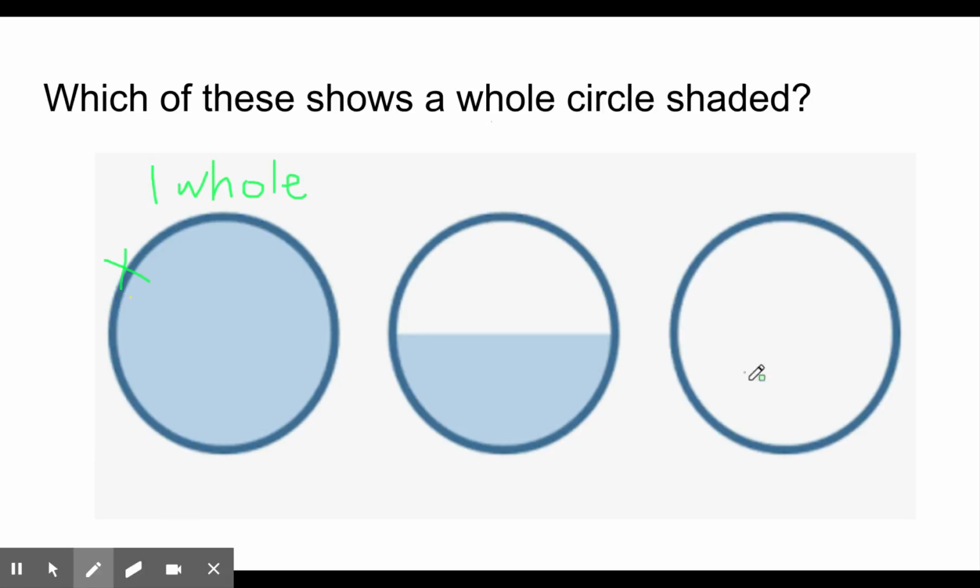This circle is not shaded in at all. So it's actually 0. There's nothing shaded in. How much is shaded in on this circle? Just half of it. Half of this circle is shaded in. So I'm making my fraction that says 1 over the number of halves there are. There are 2 halves. One of them is shaded in, so I will put 1/2.